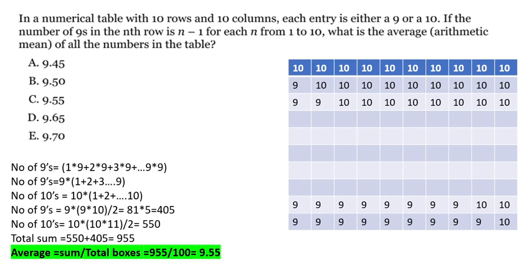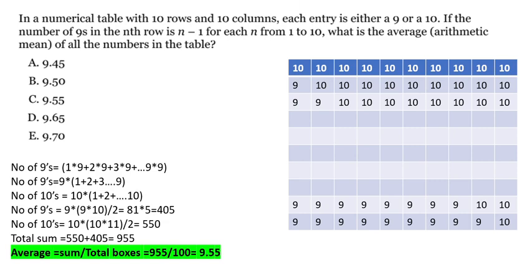The entries can either be a 9 or a 10, and there is a condition specified: for every row n, there are n minus 1 nines present in that row. So for instance, if it is the first row, there is 1 minus 1, 0 nines. Second row you will have 1 nine, third row you will have 2 nines, fourth row you will have 3 nines, and so on and so forth. So we've been asked, what is the average of all these 100 digits that are going to be entered in this 10 by 10 matrix.